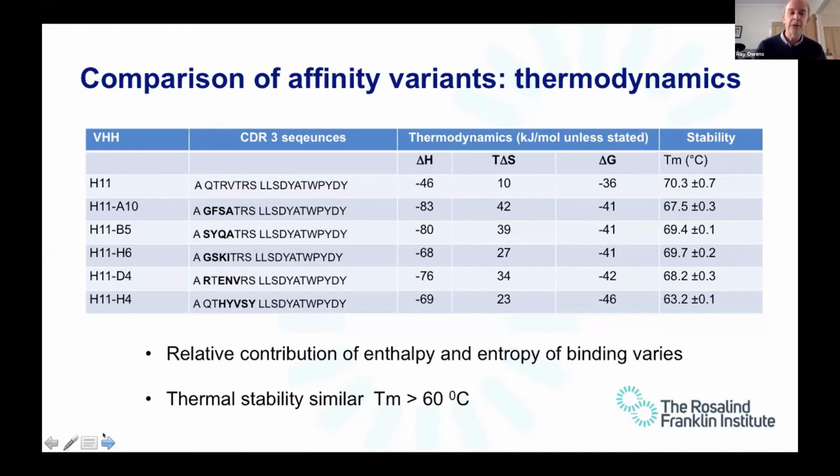And what it seems, if we look at the last line, H11-H4, we've got a bit of a compromise here where there's good enthalpy, but not a big penalty compared to the others in terms of entropy loss. So there is some subtlety here in the interactions, but it can be explained in thermodynamic terms. The other thing to say is that these are relatively stable molecules, as we know from nanobodies. Tms are around 60 degrees or more.